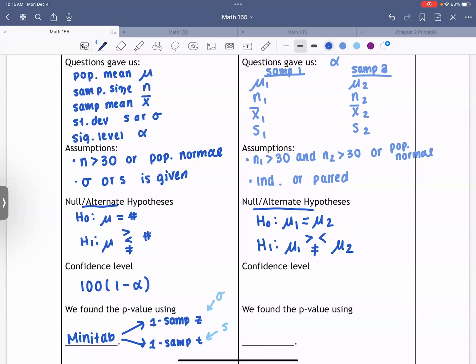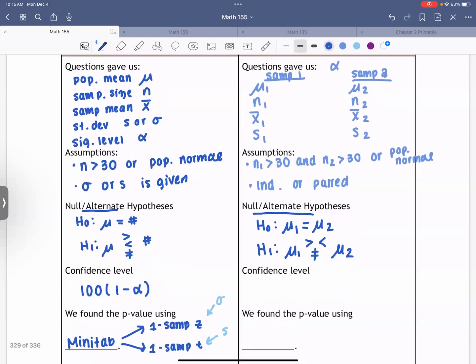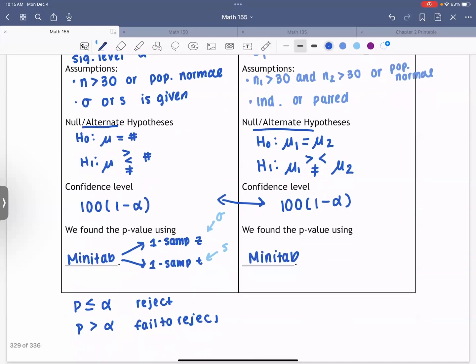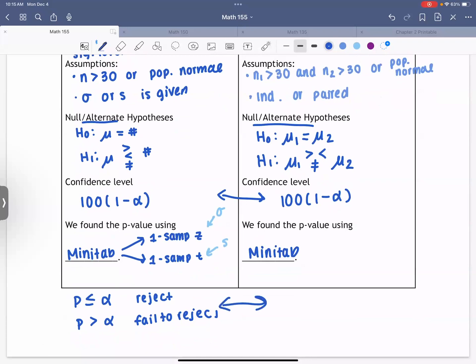Cool. Now, once we're done making the null and alternate hypothesis, pretty much everything is the same. The confidence level formula, same symbol, same formula, right? 100 times 1 minus alpha. You're still going to find the p-value using Minitab, okay? And after you use Minitab, the way that you make your decision is the same. So p less than alpha, you reject. P bigger than alpha, you fail to reject. The conclusion making process is the same.